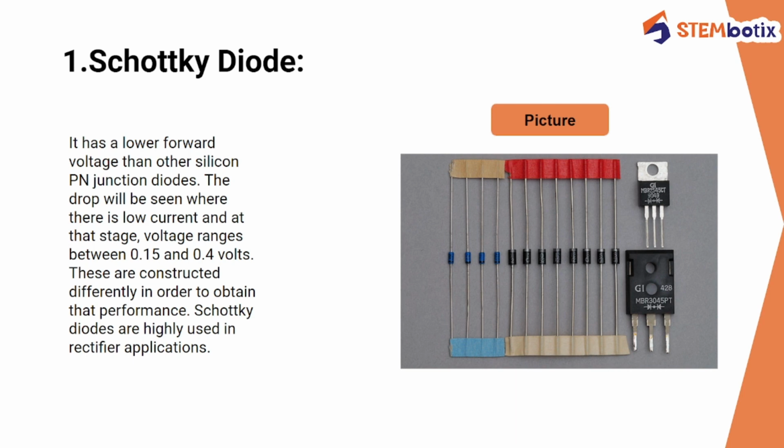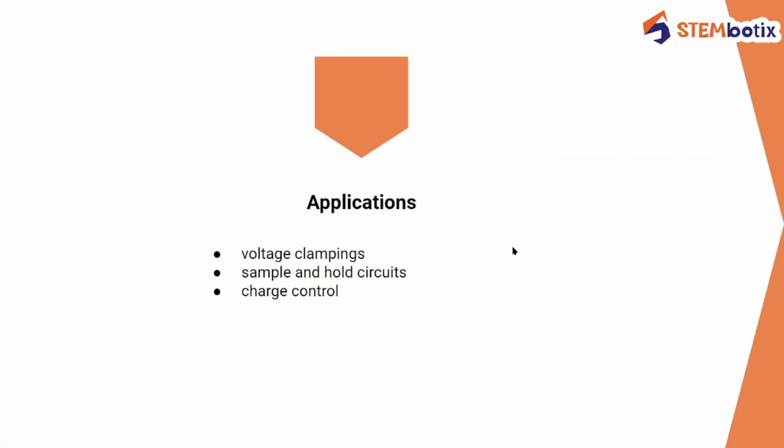The drop will be seen where there is low current, and at that stage the voltage range would be between 0.15 and 0.4 volts. So in order to get this voltage range, they are constructed differently from the other diodes, and these are widely used in rectifier applications. Wherever there is a requirement of rectification, this kind of diode can be used. Its application areas are voltage clamping, sample and hold circuits, and charge control.